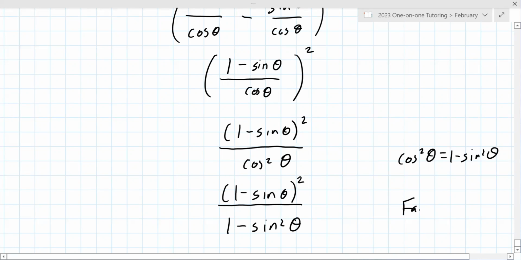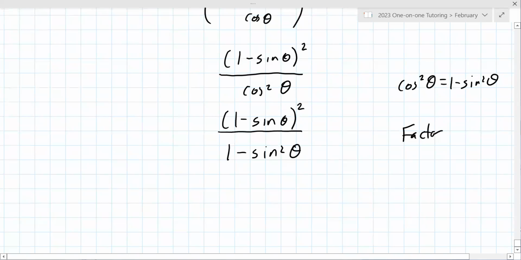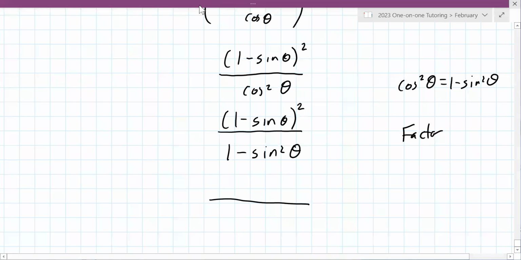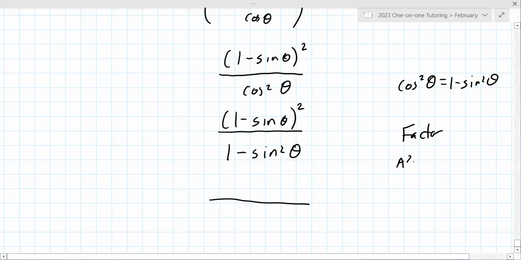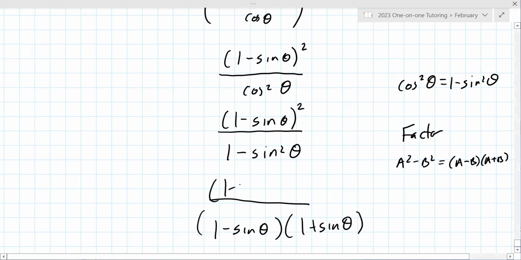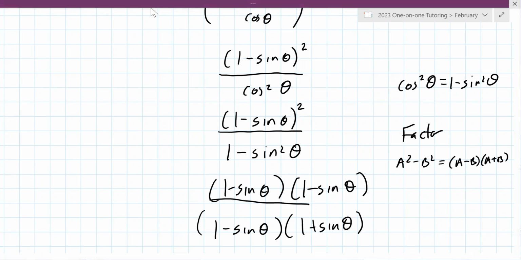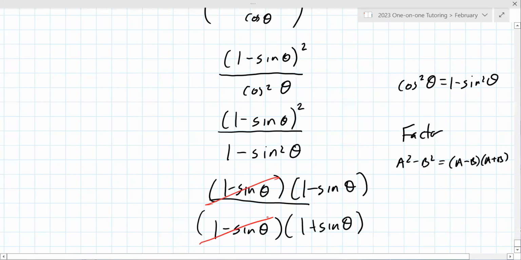And from here, you factor the bottom. The bottom is difference of squares. Let me make a note of that. A squared minus b squared, a minus b, a plus b. So the bottom becomes 1 minus sine theta, 1 plus sine theta. The top is 1 minus sine theta times itself, 1 minus sine theta. And wouldn't you know it, they cancel, leaving you with what you want.